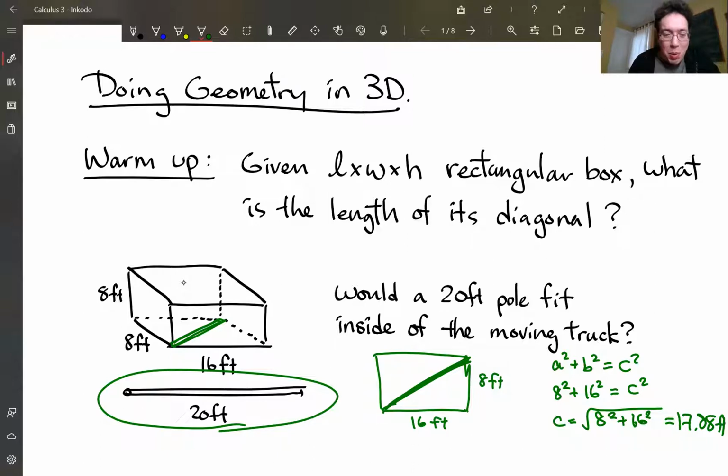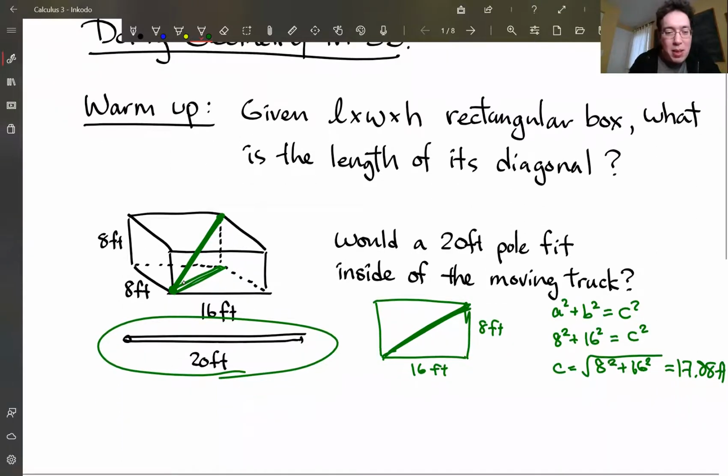If you lift up the pole so that you hit the upper corner there, and then try to get this, I hope you can imagine. If you try to get the 20-foot pole across diagonally, provided you could fit everything else you need to move in other parts of the container, will that be long enough to fit the 20-foot pole? So how would we compute something like this in a three-dimensional setting?